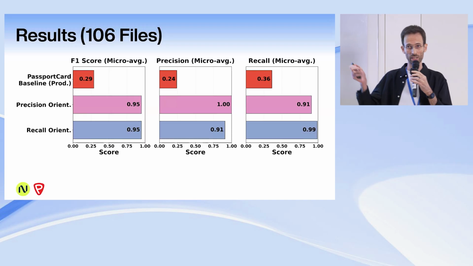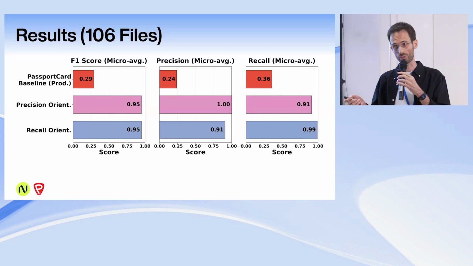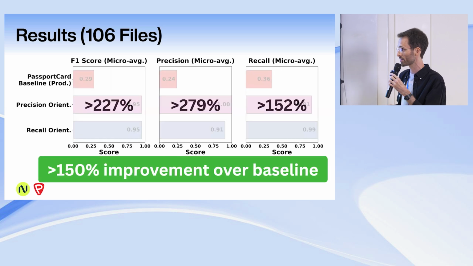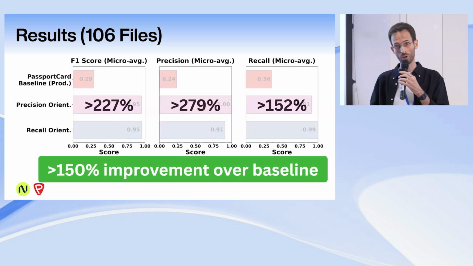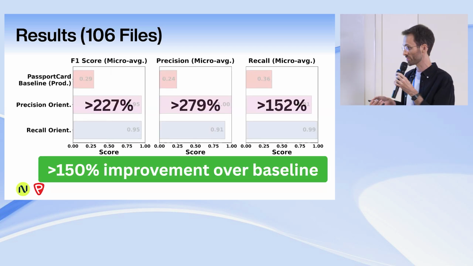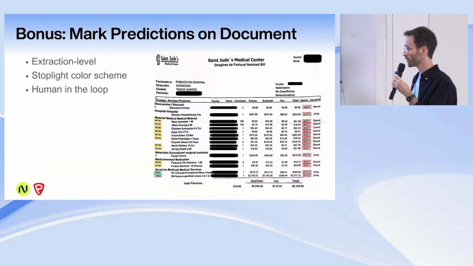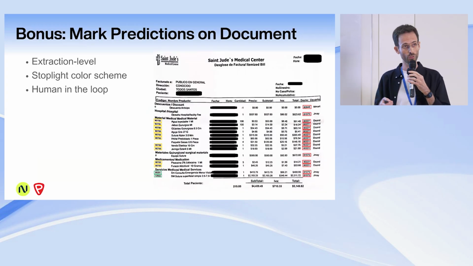The solution pipeline can be tuned to be either precision-oriented or recall-oriented. And the results talk for themselves. We were able to achieve over 150% of improvement over the baseline. But wait, there is more. We were able to deliver also a few bonuses.